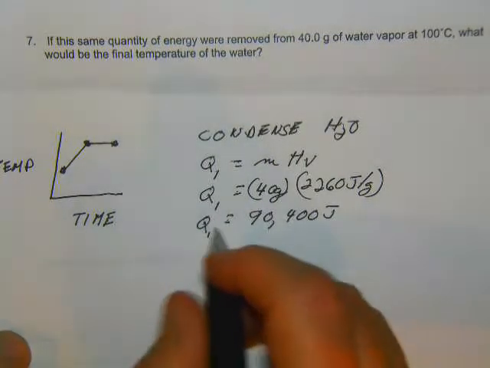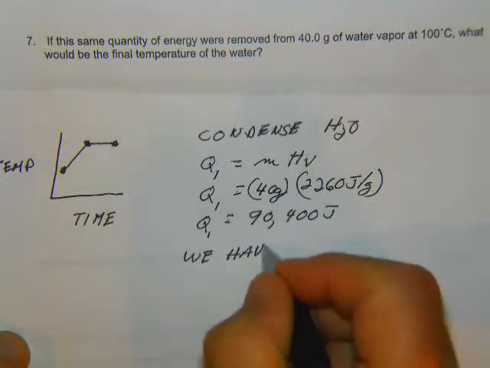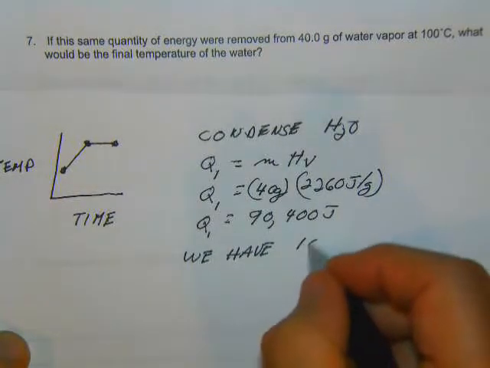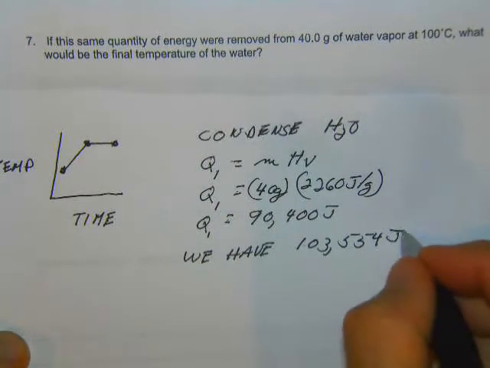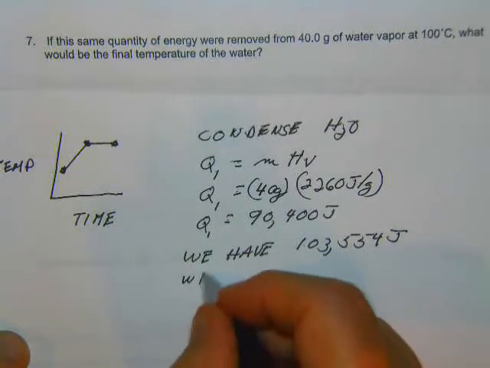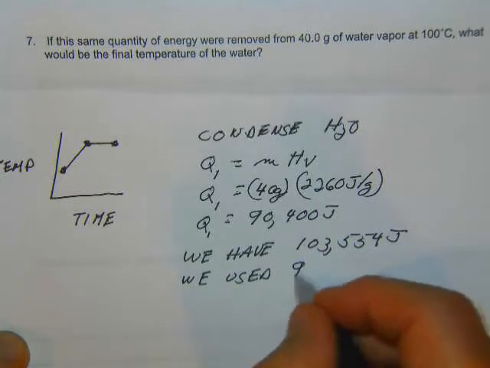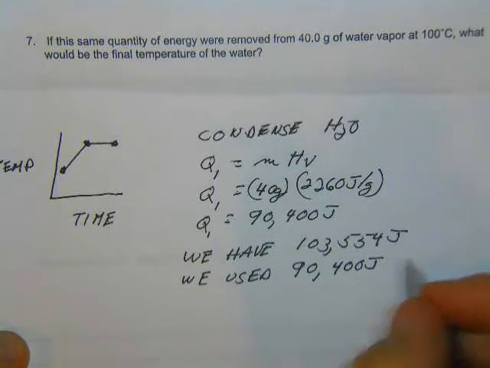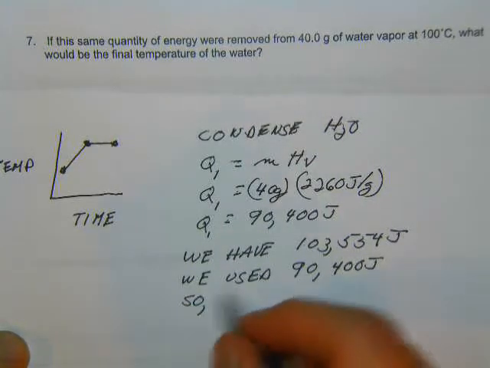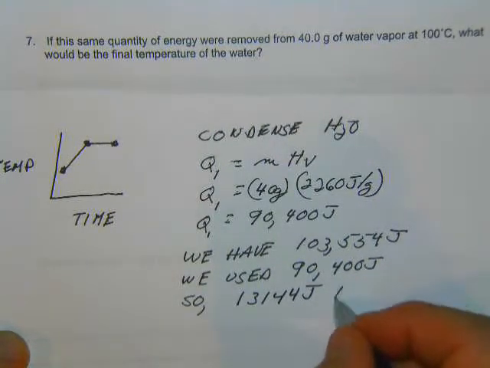Well, we're going to use the same quantity that we had from the previous problem. So we were given that we have 103,554 joules. We used 90,400 joules. So there are 13,144 joules left.